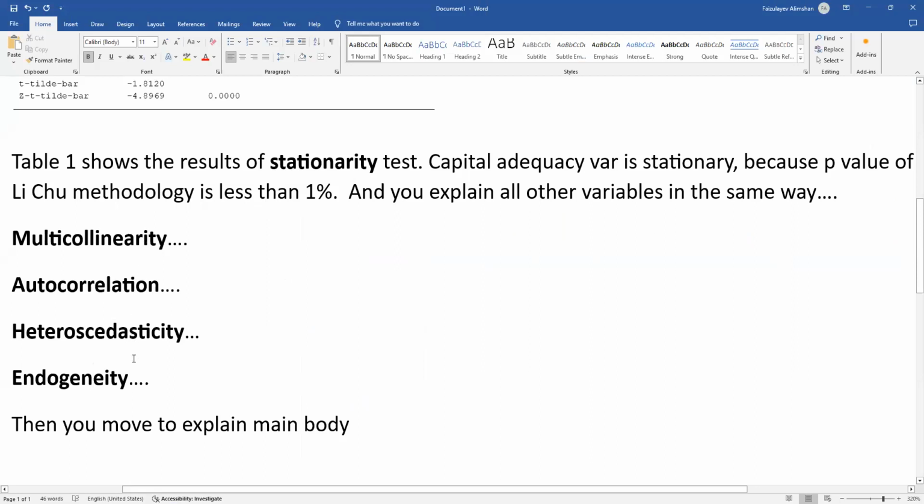So far, when you start any regression analysis, you explain the stationarity and all the tests that you perform in the results part. In the methodology part, you do not explain any results. In the methodology part, you explain only what you were doing.